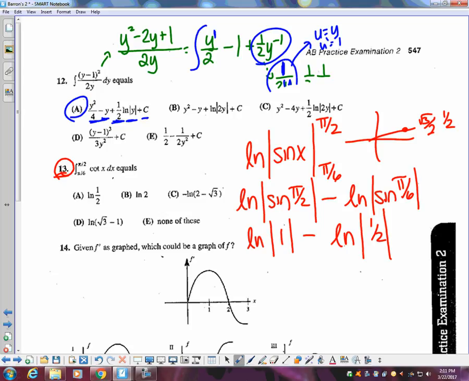Okay, not a choice. Well, let's think about our log rules. Subtraction goes to division. So ln of 1 over 1/2, and then when you flip that, ln of 2. There it is. So remember your log properties. And just because you look up and you don't see your answer, don't jump ship. Sometimes you just got to stick it out.